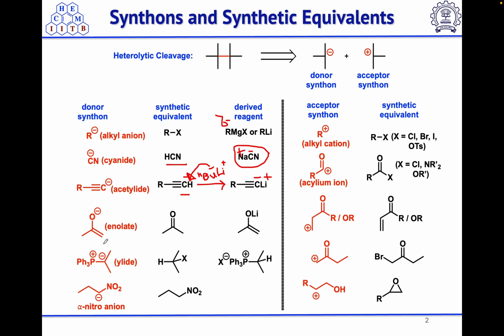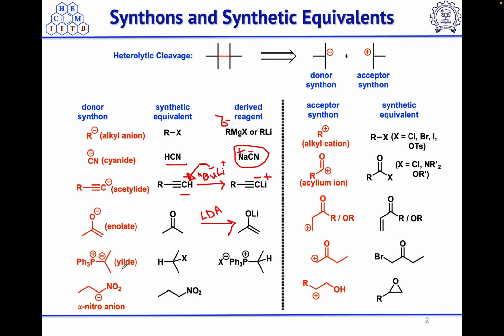What about the enolate? If we treat any carbonyl compound with, suppose, LDA, lithium diisopropylamide, we can easily abstract the proton alpha to the carbonyl, and we can easily generate this enolate, right?